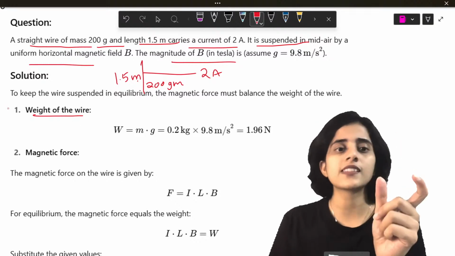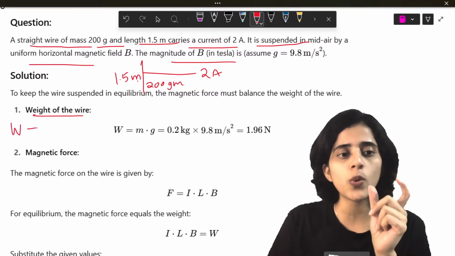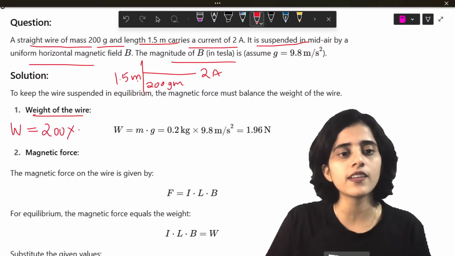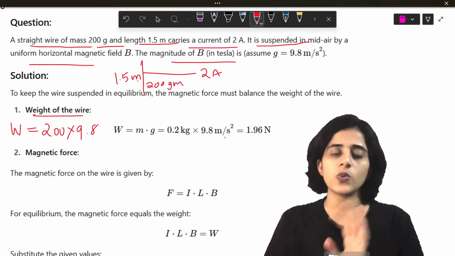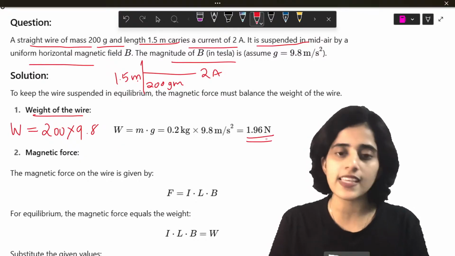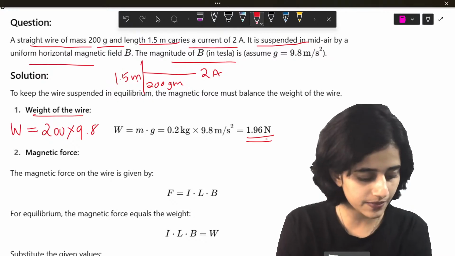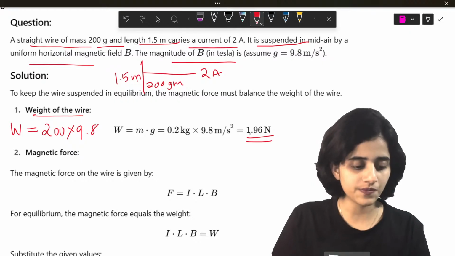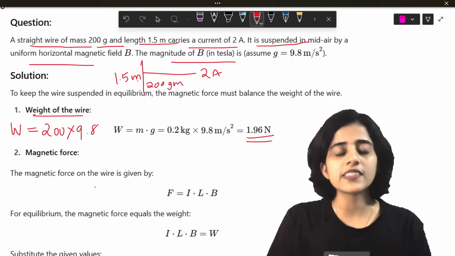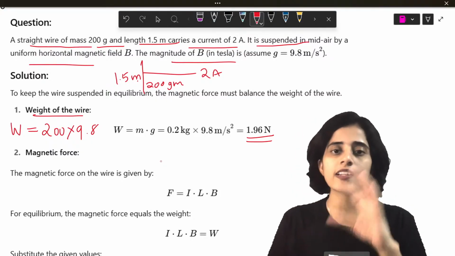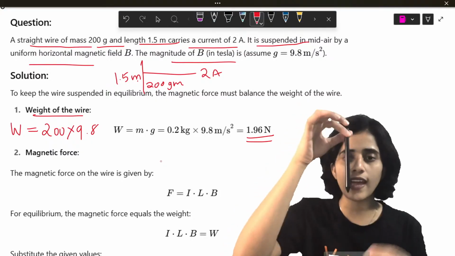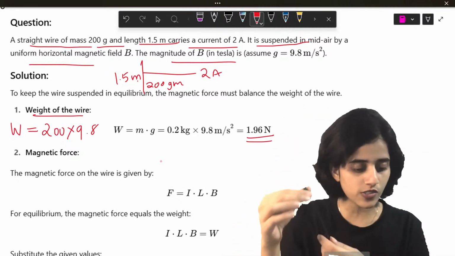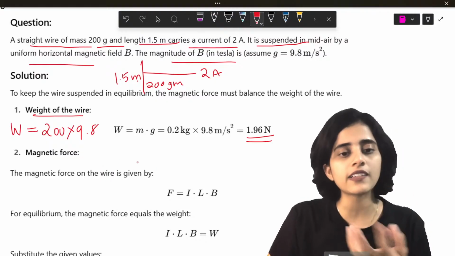It's usually straightforward. It will be given as weight 200 or mass. Since mass is given, step 1 is converting it into weight. Weight is mass into gravity, which is 200 grams into 9.8, which is 1.96 Newton. Now, the magnetic force experienced by the wire is what we have to find out. There's a wire hanging in the presence of a magnetic field, so the wire will experience a magnetic force. How will you find out the magnetic force?